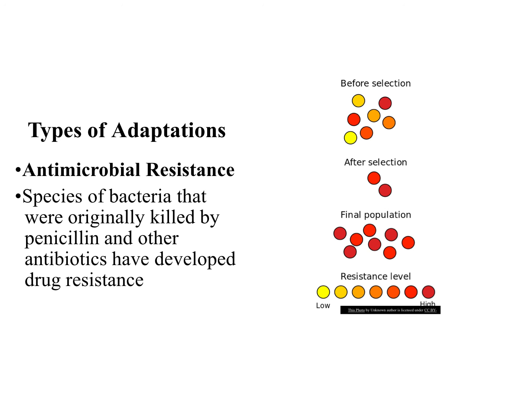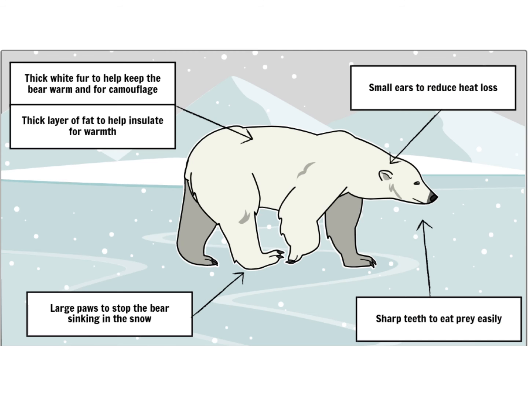And then finally, I just have a picture here of a polar bear. So we can use this polar bear for all sorts of examples of adaptations. If you take a look up here, polar bears, over time, have evolved to have thick white fur. Okay, so the thick fur helps keep them warm, but it also camouflages them. The white camouflages them in the snow or ice caps. They've evolved a very thick layer of fat to help insulate them and keep them warm.